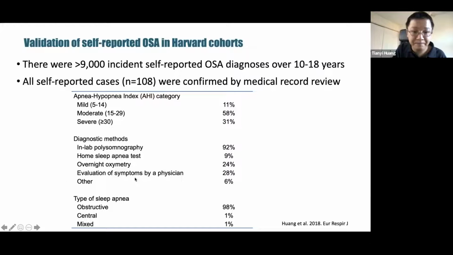So you can see almost 90% of these self-reported cases have moderate to severe sleep apnea, and 92% of those cases were diagnosed by in-lab polysomnography. Many people had their diagnosis by 2 or more methods. And 98% of those cases are obstructive sleep apnea. So these pilot results suggest that self-reported sleep apnea is highly accurate among US health professionals, and these self-reported cases reliably capture moderate to severe sleep apnea. I think this pilot study can form the basis for my other analyses.